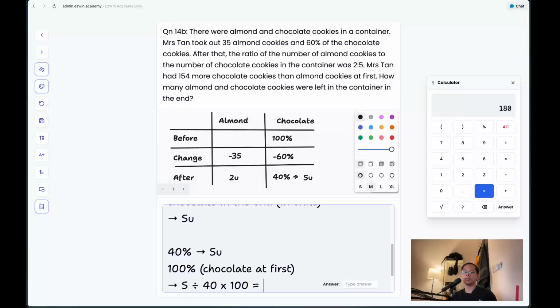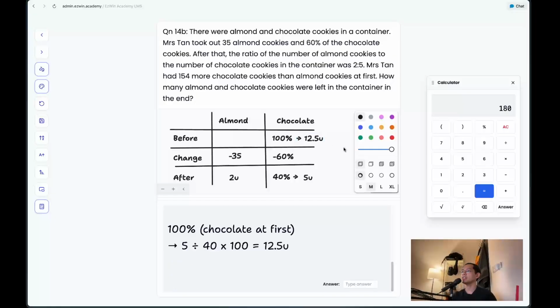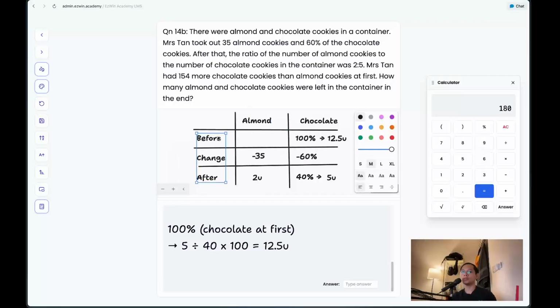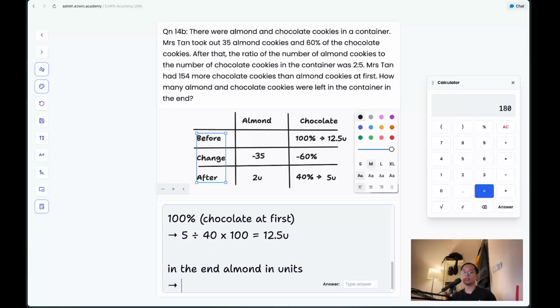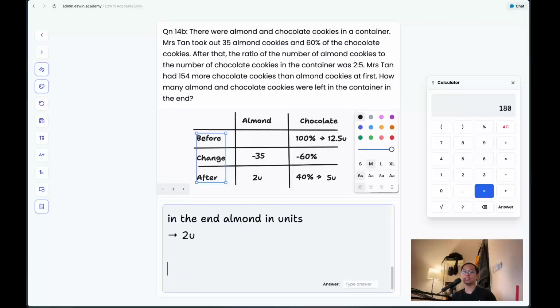Times 100, which in this case is equal to 12.5 units. And yes, units can be in decimal place. So what about almond before? Since in the end, almond in units is equal to 2 units, that means at first, almonds will be equal to 2 units plus 35. So almonds that were taken out is equal to 35.